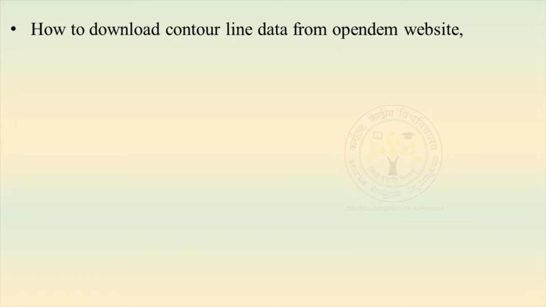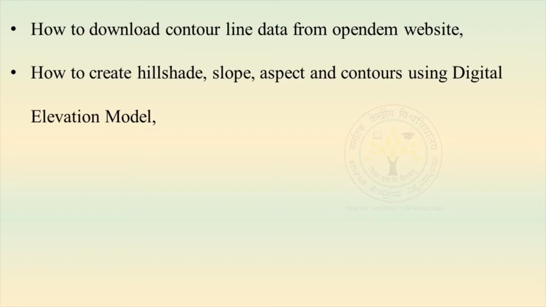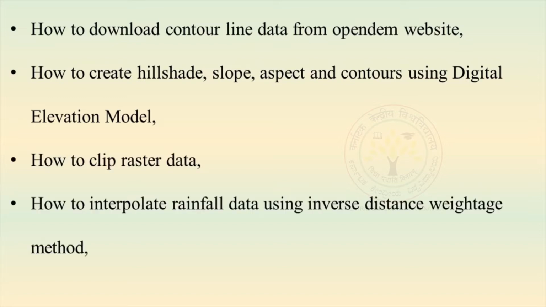In today's lecture, we have discussed how to download the contour line data from the OpenDEM website, how to create hillshade, slope, aspect and contours using a digital elevation model, how to clip the raster data, and how to interpolate rainfall data using the inverse distance weighting method.